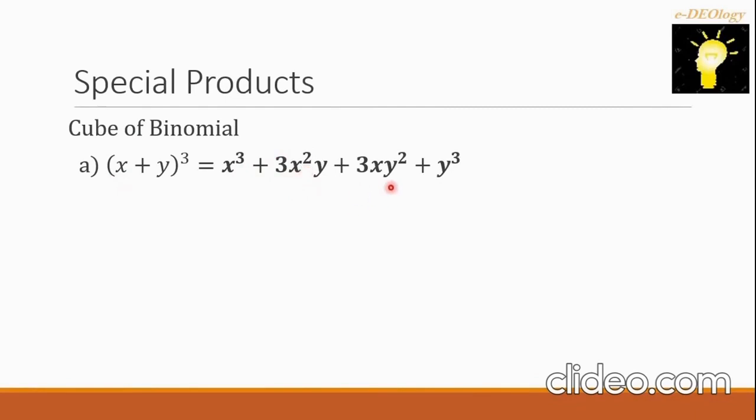The third term, the constant 3 is always there. Again, we're going to multiply the x and y. But this time, we will square the second term, that is y. So you see here 3xy squared. And the last term here is the cube of this y. So it is y cubed.